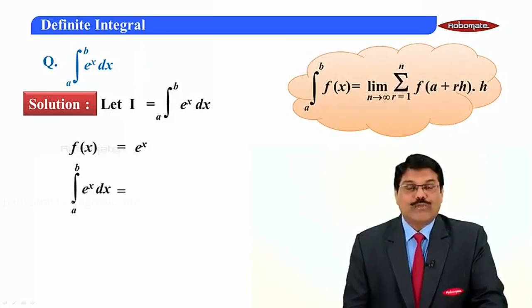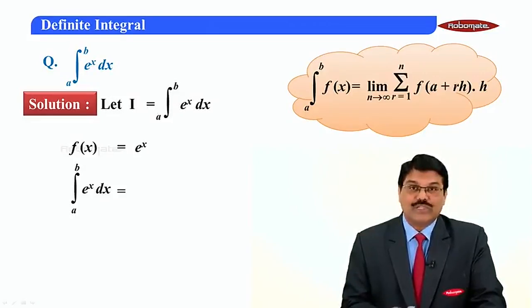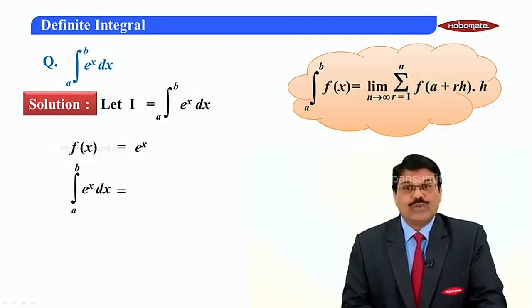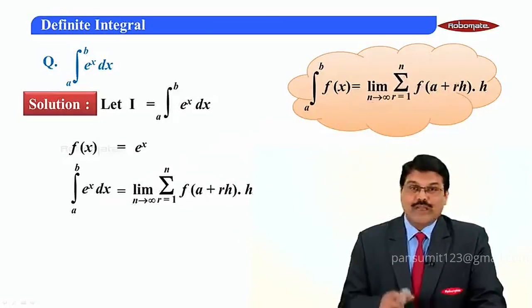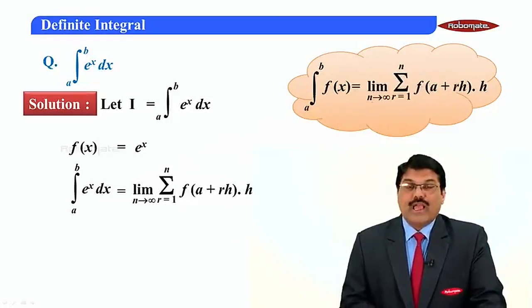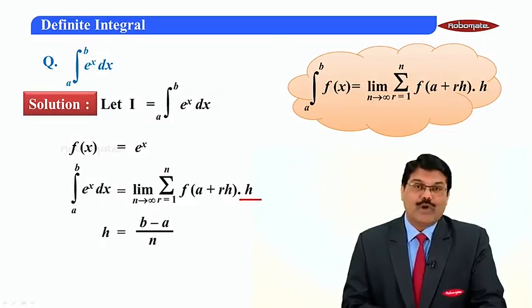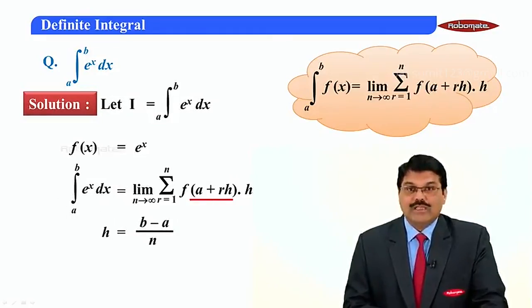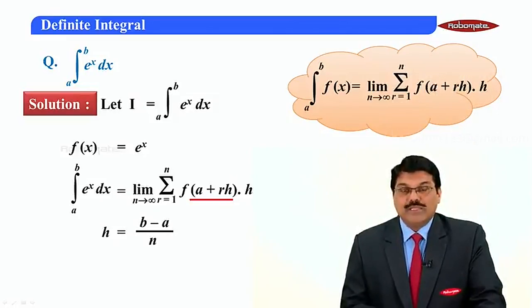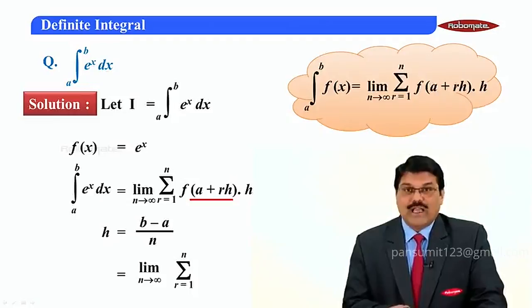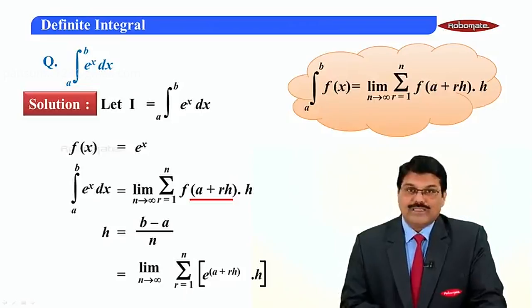So the integration of f of x with respect to dx can be expressed as a limit of a sum, that is, limit as n tends to infinity, summation of f of a plus rh into h, r goes from 1 to n. So let us apply that formula. What is the value of h? That is equal to b minus a upon n, right? Now here f of a plus rh will be e raised to a plus rh, into h, right?